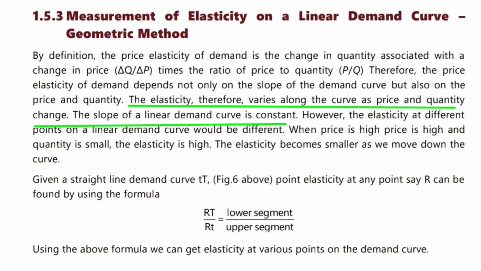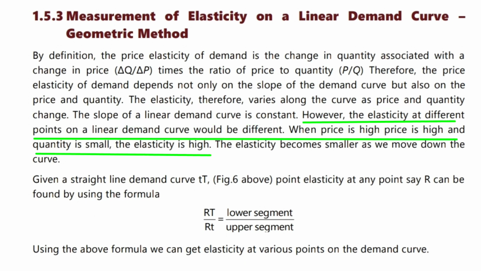So the slope of the linear demand curve is always constant because on the line the slope remains the same. However, the elasticity at different points on the demand curve would be different. When price is high and the quantity is small, the elasticity is high. The elasticity becomes smaller as we move downwards along the curve.